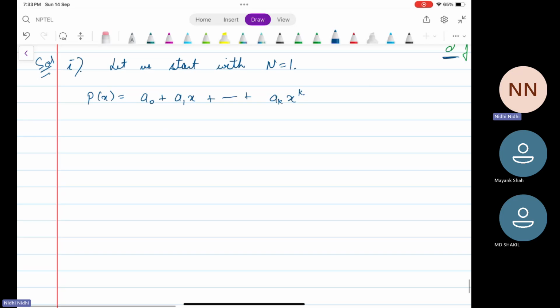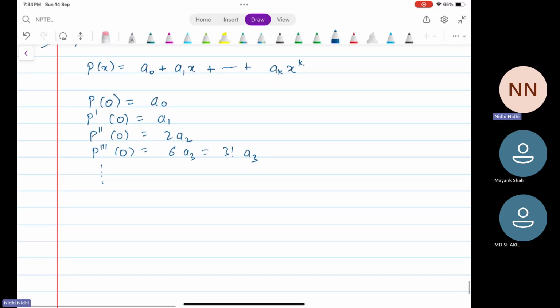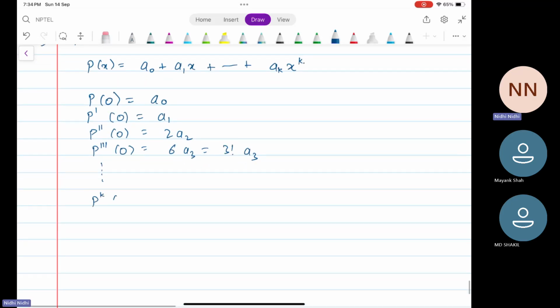Now from here, we know that P at 0 is a0. P dash at 0 will give us a1. P double dash at 0 will give us 2 times a2. P triple dash at 0 will give us 6 a3, so basically that is 3 factorial times a3, and so on. The kth derivative at 0 will give us k factorial times ak.